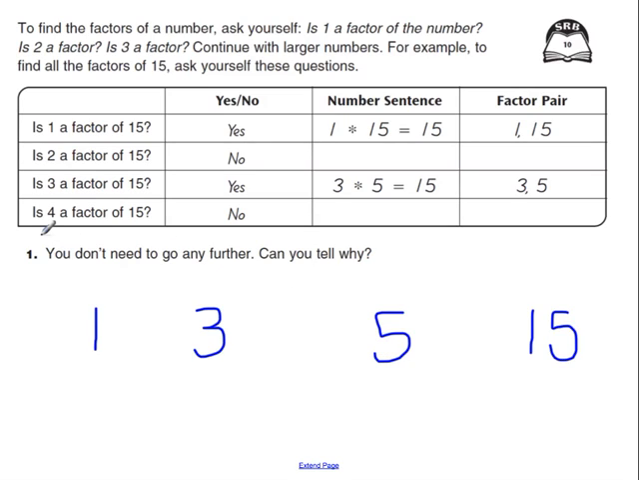Now I move on. Is 4 a factor of 15? Well, 4 times nothing will equal 15. 4 times 3 is 12. 4 times 4 is 16. So no, 4 does not work out. Now at this point, I don't need to go any further. Do you know why?